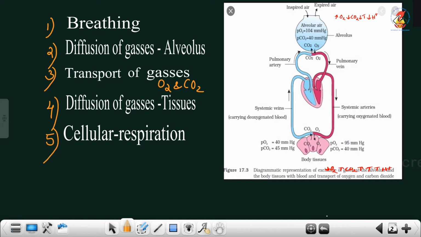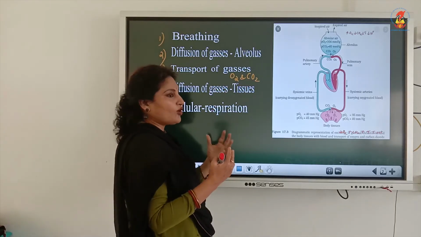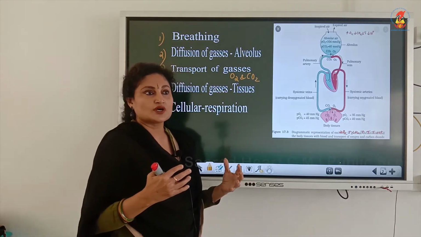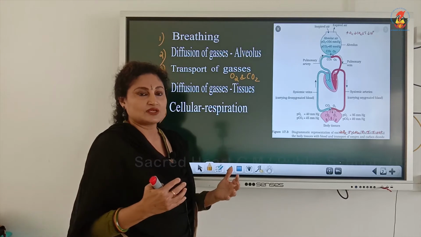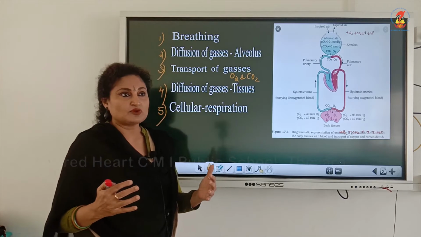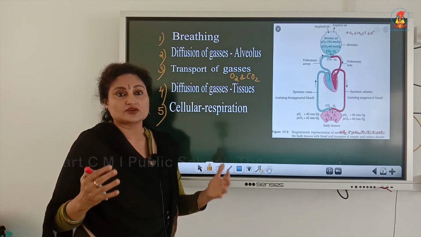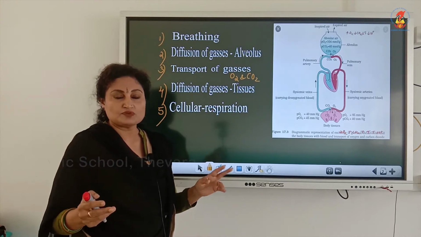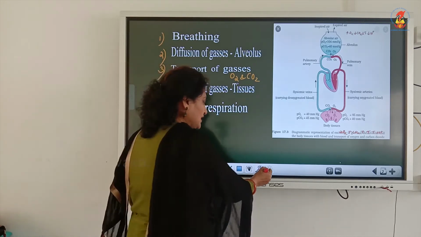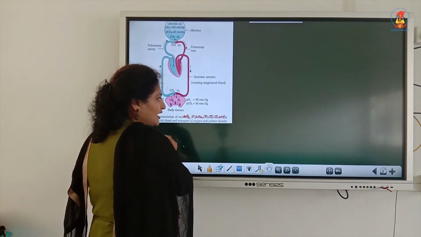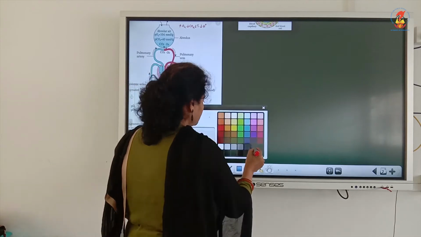Now before going into the steps involved, I am going to explain all these steps with the help of a diagram, and the diagram shows association between two systems, namely the respiratory system and the circulatory system. So by now you must be well aware of the human circulatory system with the two pathways. We call it double circulation because of the two pathways, namely the pulmonary circulation and the systemic circulation. So a recap of the two pathways.